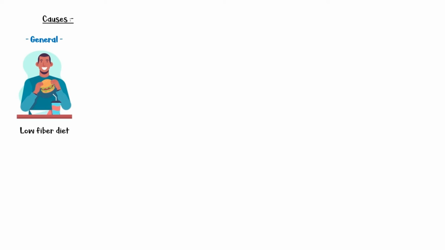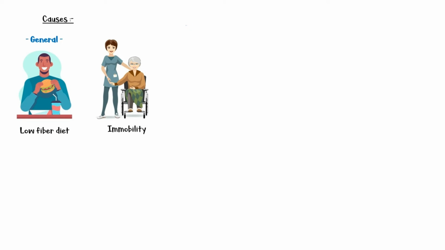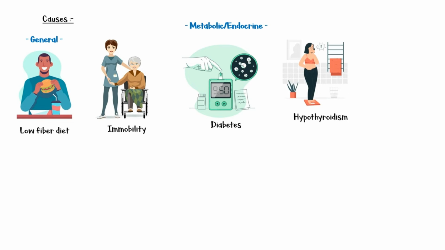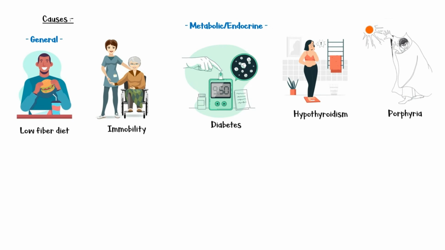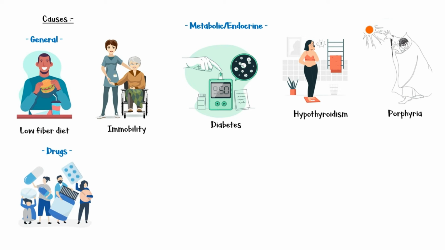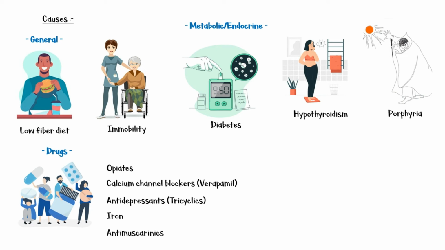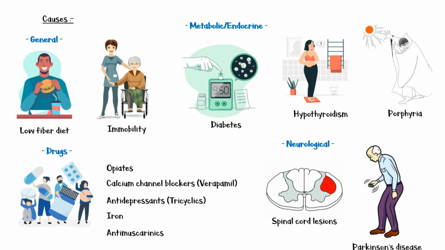There are many causes for constipation. General ones include low fiber diet and immobility. Metabolic and endocrine causes are diabetes, hypothyroidism, and porphyria. Certain drugs can also cause constipation, including opiates, calcium channel blockers, antidepressants, iron, and antimuscarinic agents. Neurological causes of constipation include spinal cord lesions and Parkinson's disease.